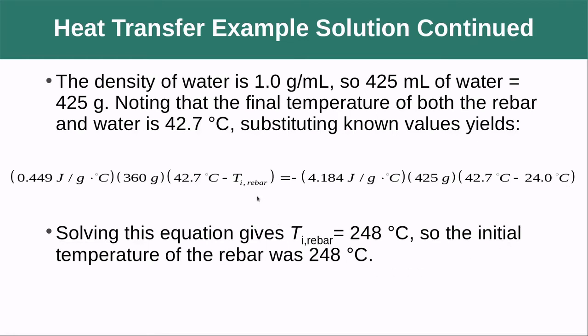Now all we need to do is some algebra, right? We're going to have to distribute these values through here. We're going to have to gather all the terms with Ti on the other side and then divide through. We can determine that the initial temperature of the rebar was 248 degrees C. And that was the initial temperature of the rebar.